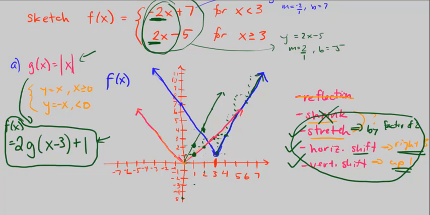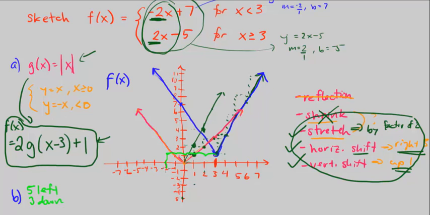All right, so let's go on to part B. Part B, let's see, what does it say? Part B says shift f of x 5 units to the left and 3 units down. Okay, so f of x is here in blue. If we shift it 5 units to the left, this is going to be here. Let me use a different color. It's going to be moving 1, 2, 3, 4, 5 units to the left, and 3 units down. So 5 left, 3 down.